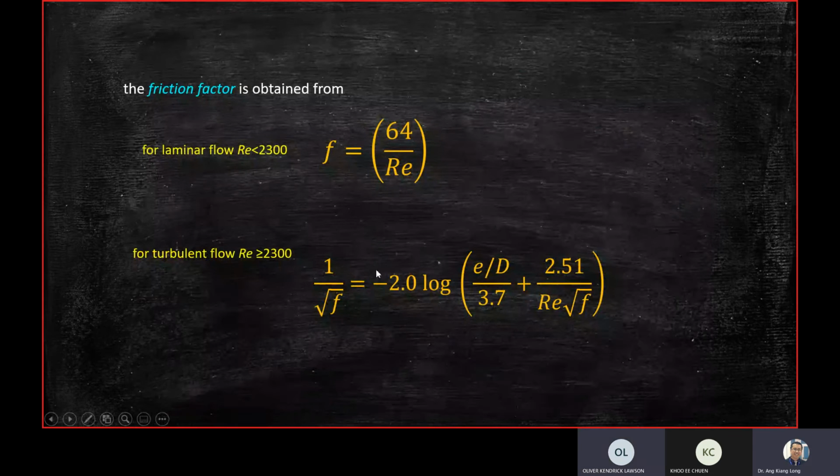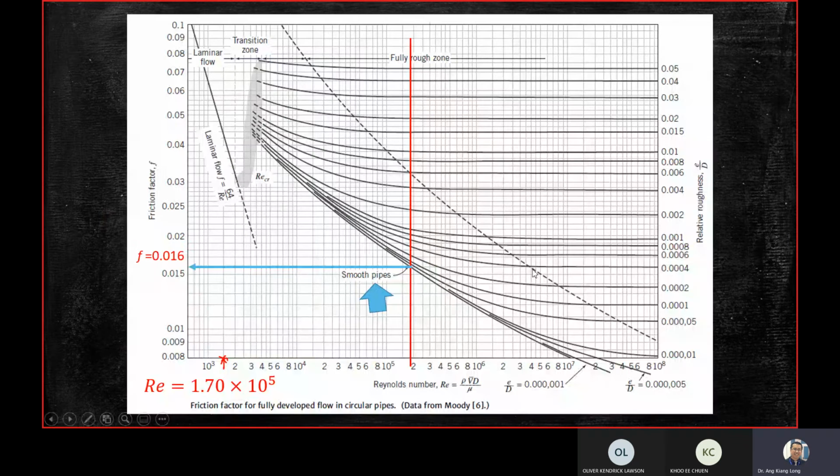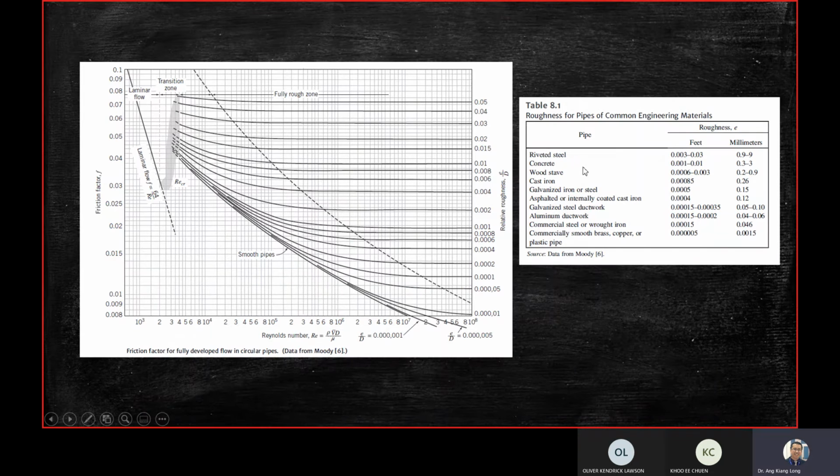Or you can use these two equations. Again, the first one we cannot use because the Reynolds number is more than 2300. We use this one, the analytical method, to find f. So you substitute the e here. For smooth pipe, let me see, in the table. Okay, this table does not have the smooth pipe. Yeah, there's f. They have.